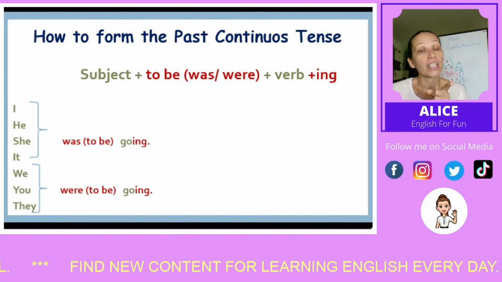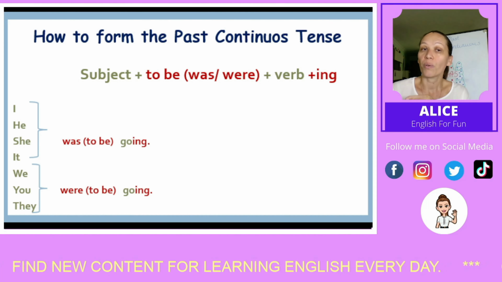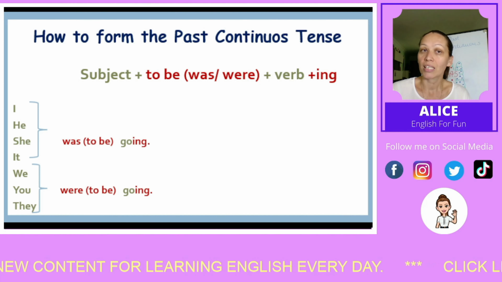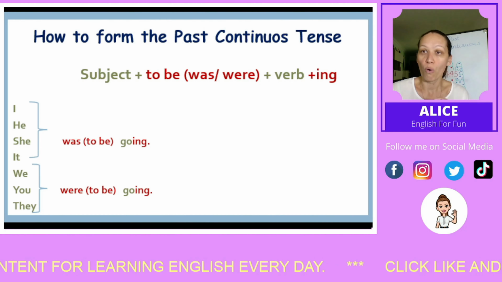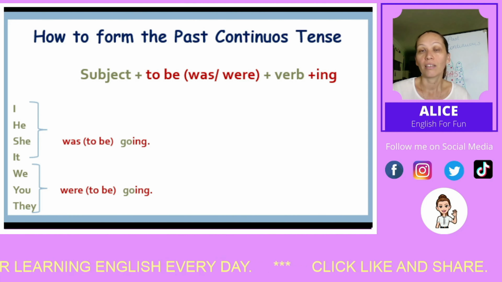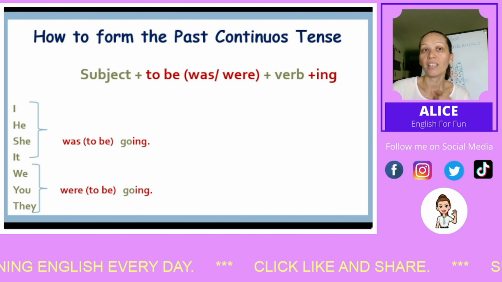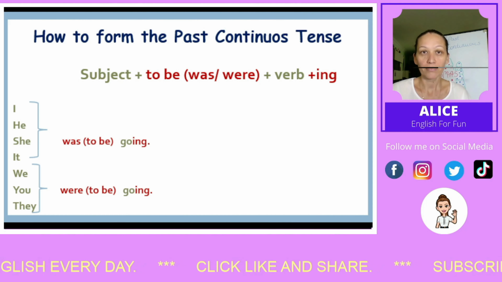She was going. It was going. So as you can see, when we use subjects as I, he, she, and it, we should use was, which is the singular form of the verb to be in the past, plus verb with ing. I was going, he was going, she was going, and it was going.